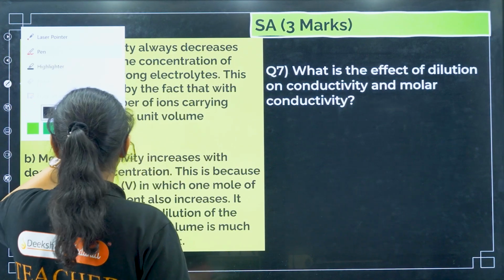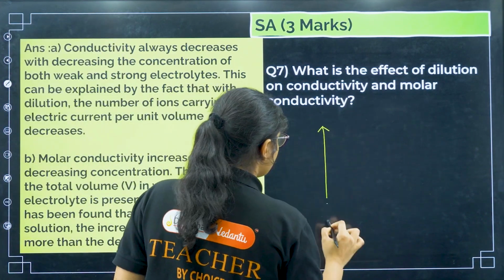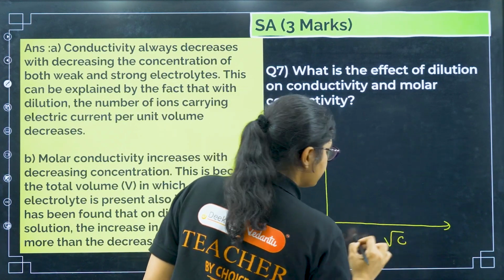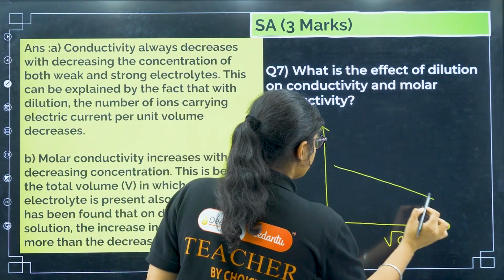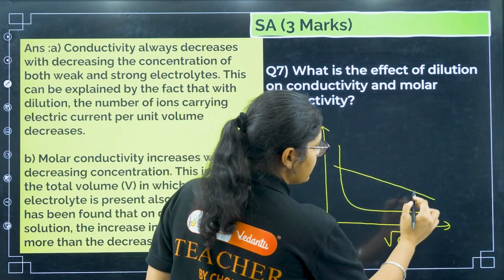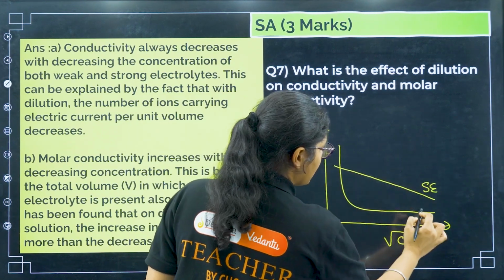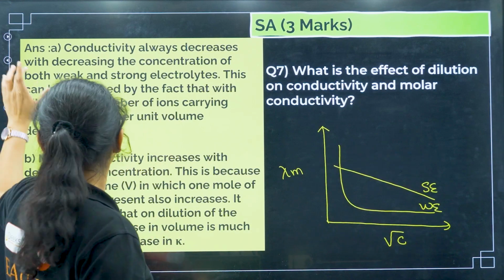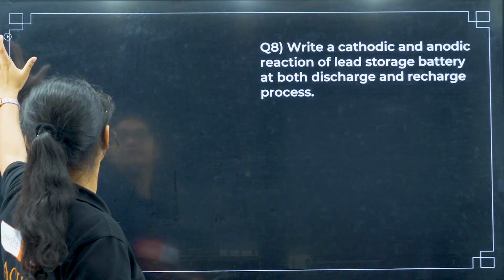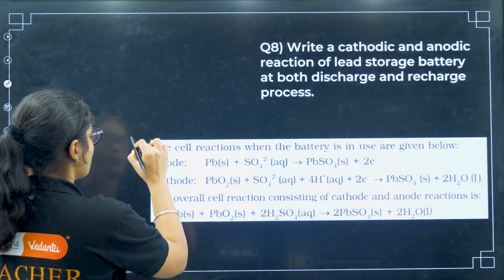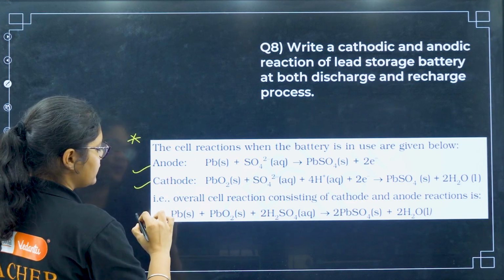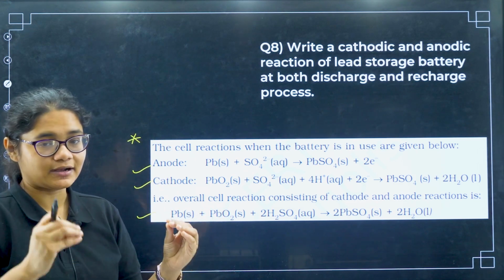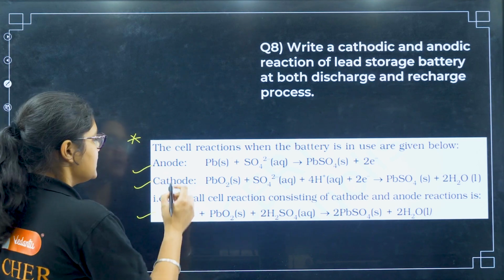Then here I also want to draw one graph: molar conductivity with relation to the concentration, for strong electrolyte and for weak electrolyte. For strong electrolyte it is a straight line, for weak electrolyte it is a curved line. Next we have the lead battery. This is important: the reaction at anode and cathode and the overall reaction.